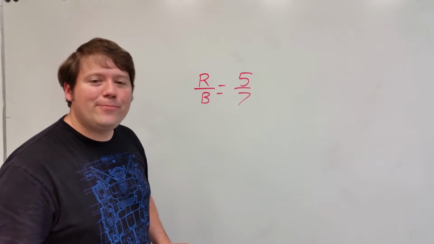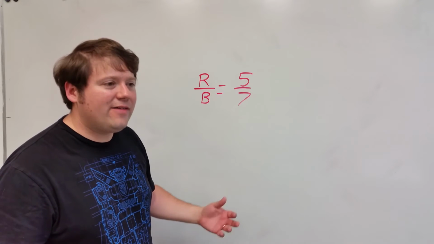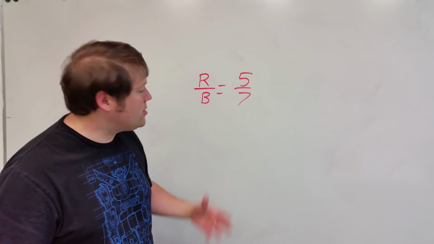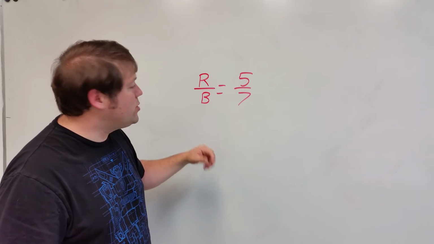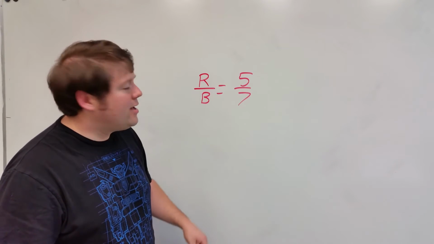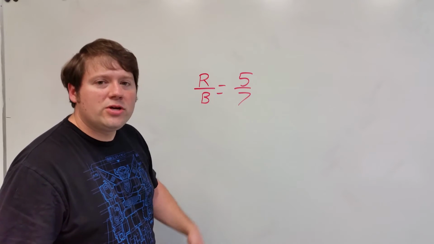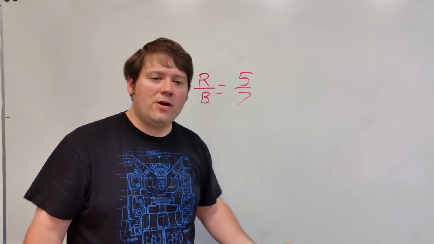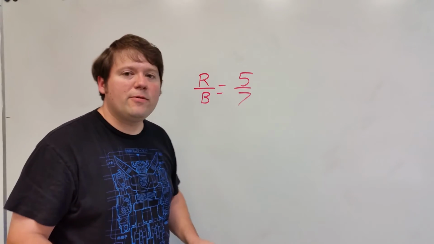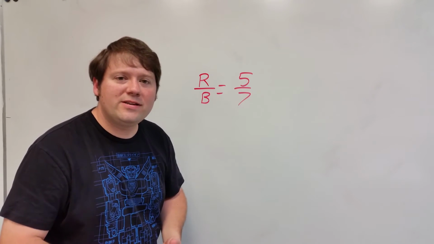As an example, we're going to say that we have a certain amount of marbles, okay? We have a bag of marbles. We have some red ones. We have some blue ones. And in that bag, the ratio of red marbles to blue marbles is 5 to 7. All right, now we've done problems just like that before. Here's where things get a little bit different.